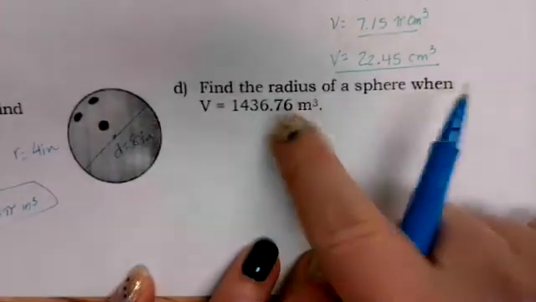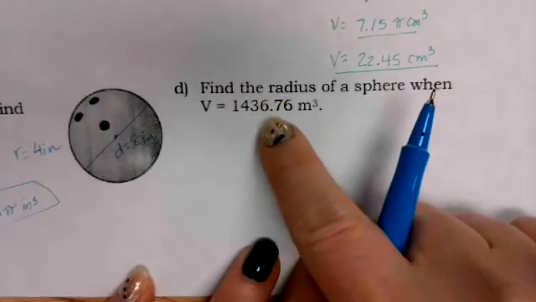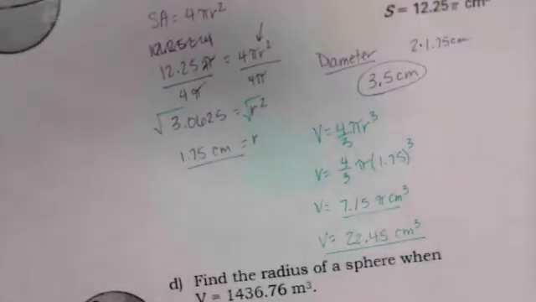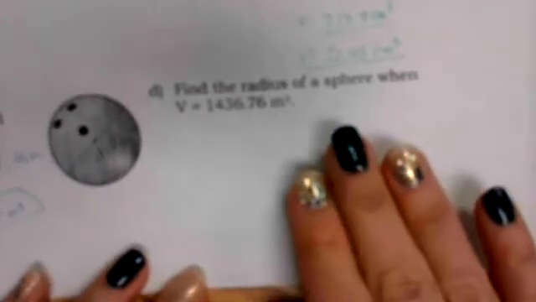So I'm finding the radius of a sphere when I have this given volume. So kind of like the one we did here where I had to find the radius from the surface area.